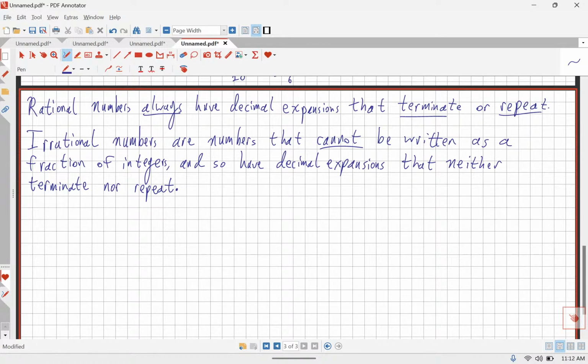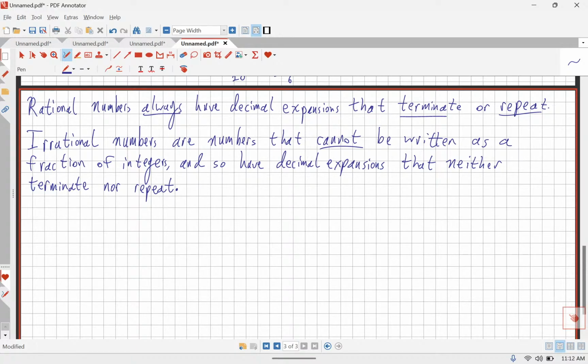terminate nor repeat. I keep hearing whisperings out there about a number that you already know like this. Does someone want to raise a hand and tell me what that number is? Let's go on Jana, please. Pi is such a number.